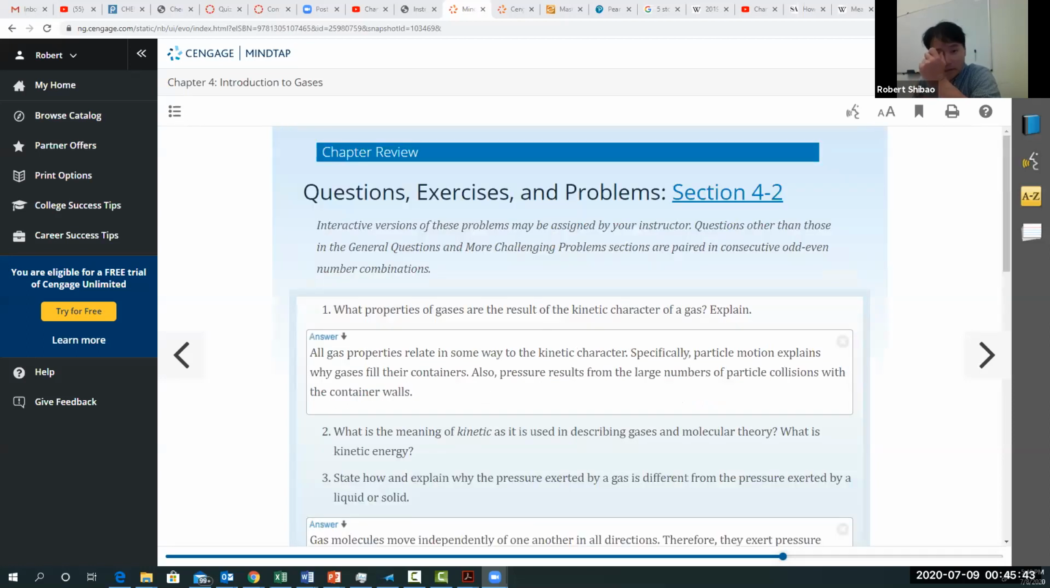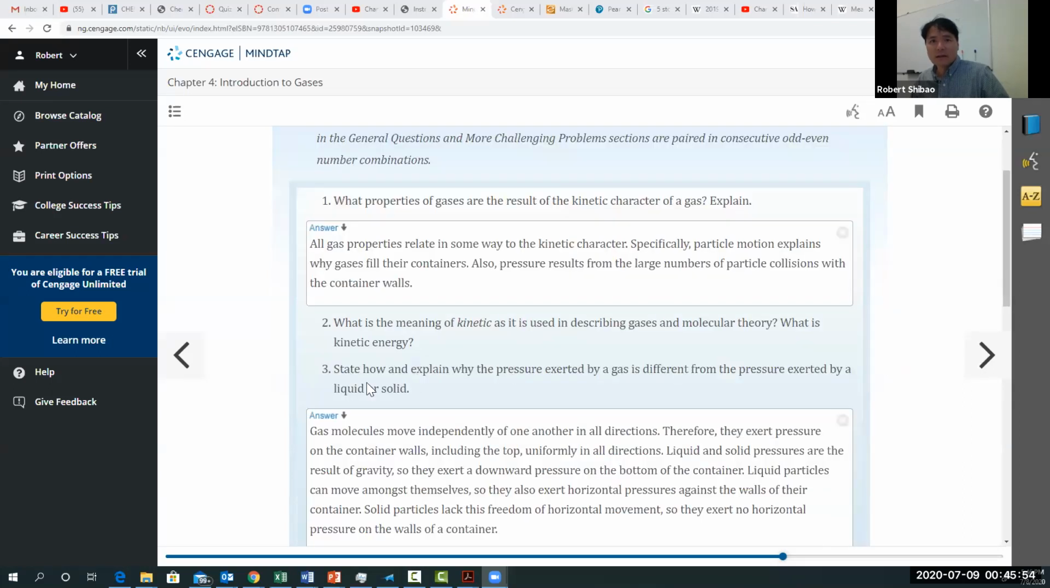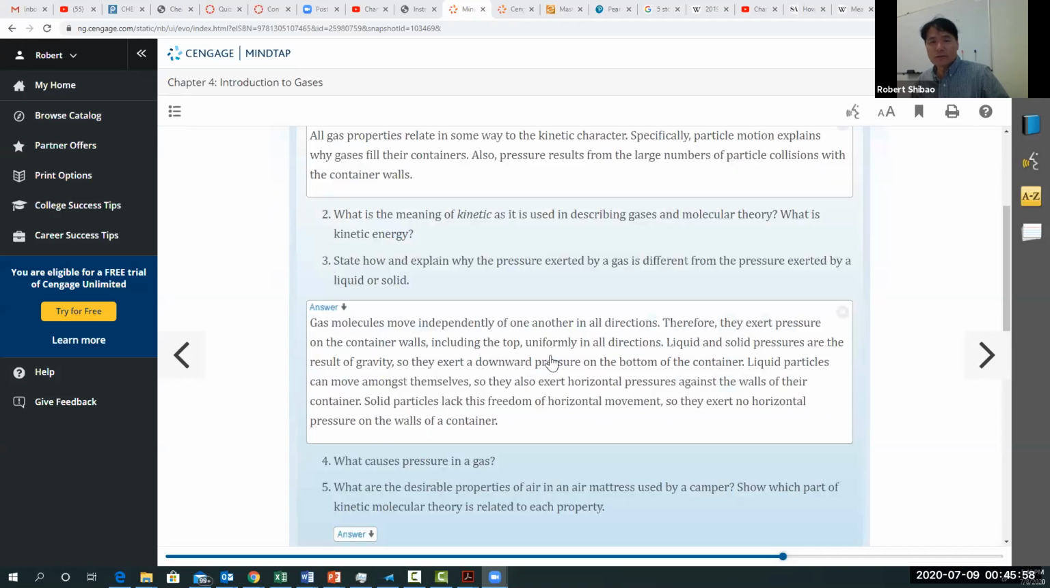Okay, can you guys see? Yeah, okay, great. Okay, so we looked at what properties of gases are a result of kinetic molecular theory, all the properties, basically. State how and explain why the pressure exerted by gas is different than the pressure exerted by a solid or liquid. Gas molecules move independently of one another in all directions. Therefore, they exert pressure on the container walls, including the top, uniformly in all directions.